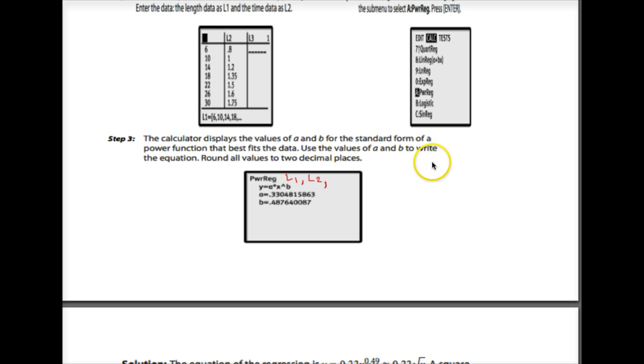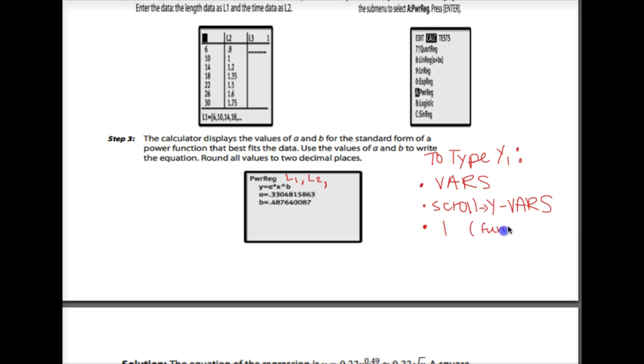So if you were waiting for me to write down the steps to type Y1 or Y2 or any of that, you press vars first. Then you scroll to the right to where it says Y vars. Then you choose choice 1, which is function, and then we choose choice 1 again, which chooses Y1 for us. So that will type Y1.